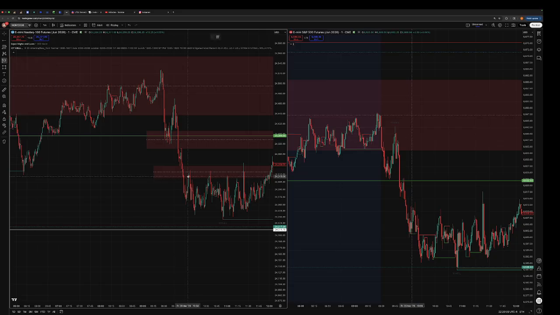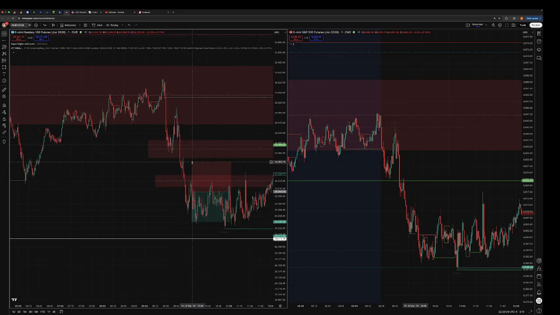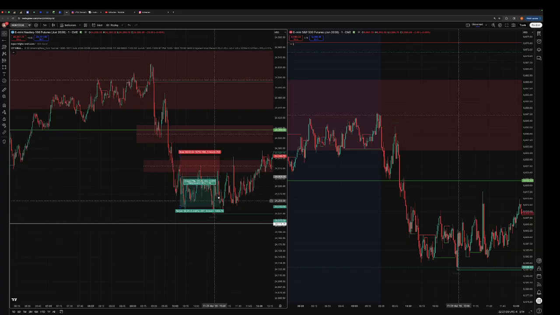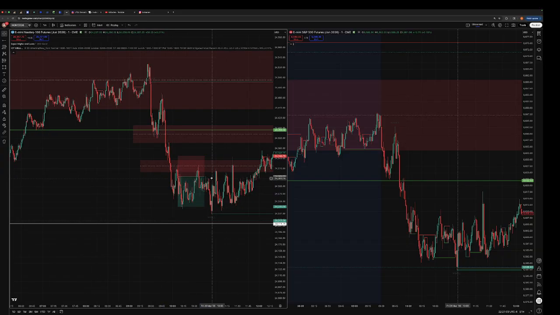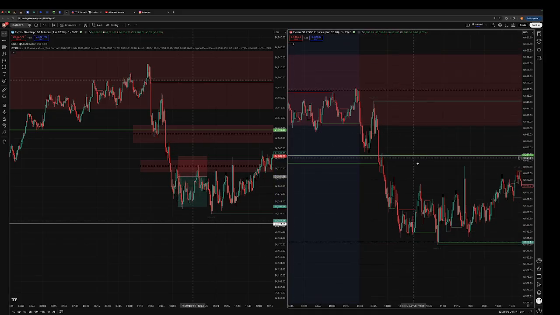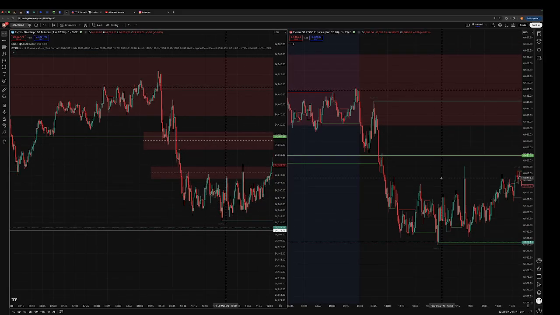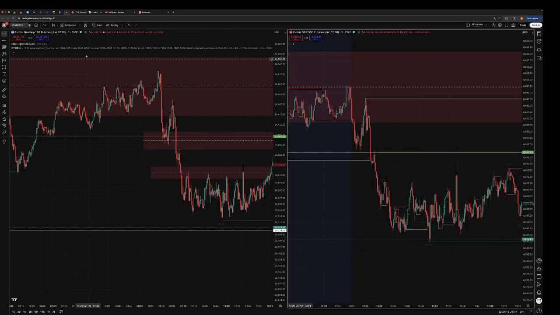I exited out right at the bottom right there, because I wanted to book whatever profit I was floating, because I'm on advance. I wanted to book profit. That's pretty much it. Those are the 5 trades I ended up taking.